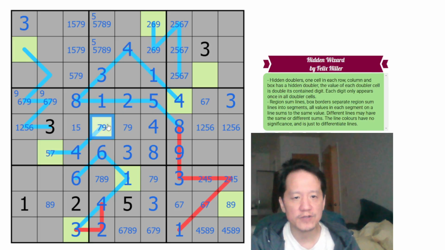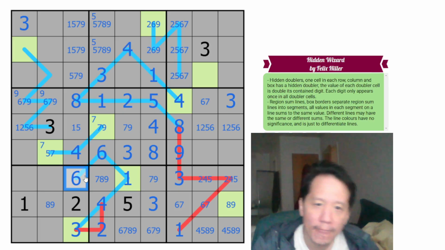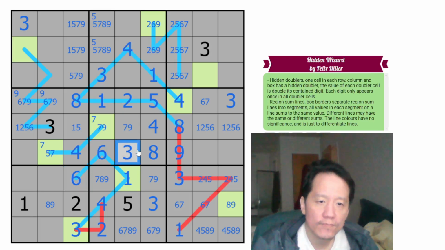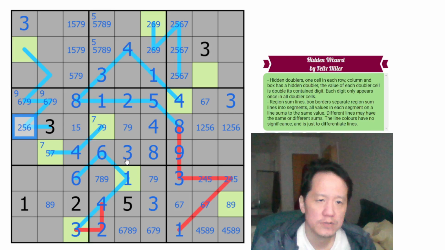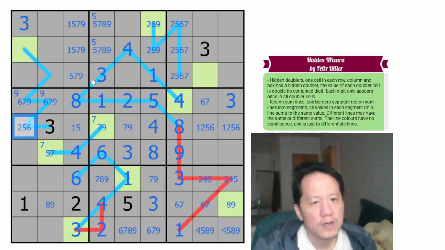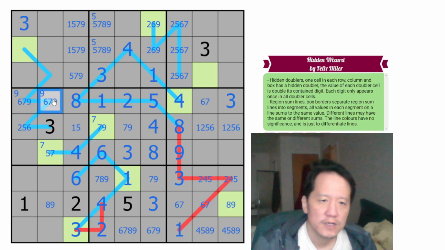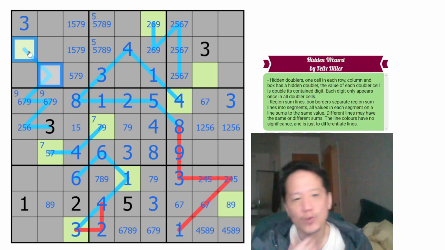Either way, one of these is a 7 as a doubler. So we have 1 as a doubler. So 2 cannot be a doubler here. This can't be 1. Oh, that's actually very important. Is it? Maybe not. Yeah, it's not that important. Well, this is at least 6 and 9 plus 3 and 2. So that's 20. So this is 20 in value at least.